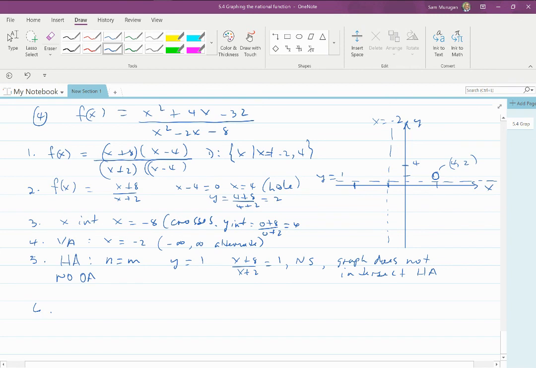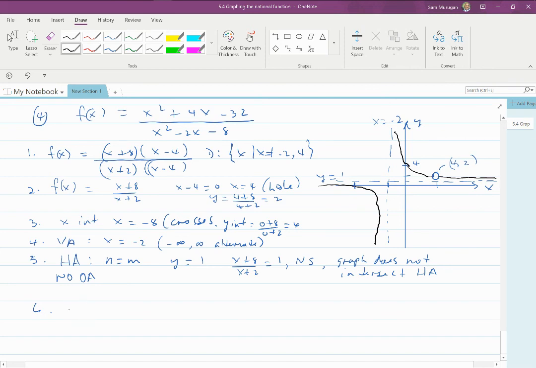Let's see. Can we sketch the graph now? So if the graph has to go through here and it doesn't intersect the asymptote, the only way that the graph can go is like this. It has to cross here at 4. It has to go through the hole and continue. It can't cross that horizontal asymptote. That means that this part of the graph has to be like this. So we didn't need to test any points.